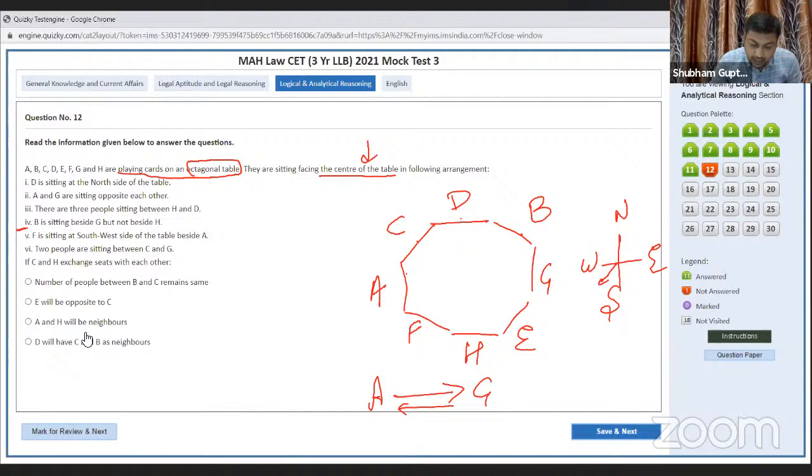Now if C and H exchange their seat, so let's exchange them. C and H exchange their seat. So number of people between B and C remain same. So here it was 1, here it is 2, wrong. E will be opposite to C, wrong. A and H will be neighbor. A and H are neighbors. This would be right. So let's correct it again.